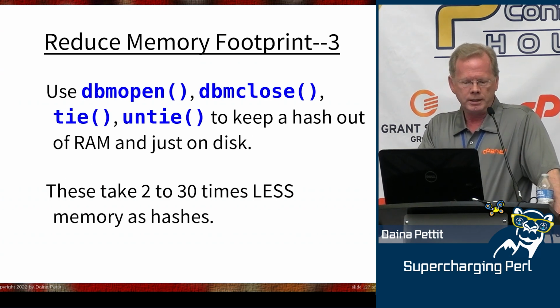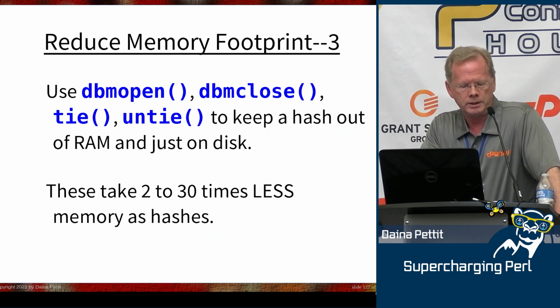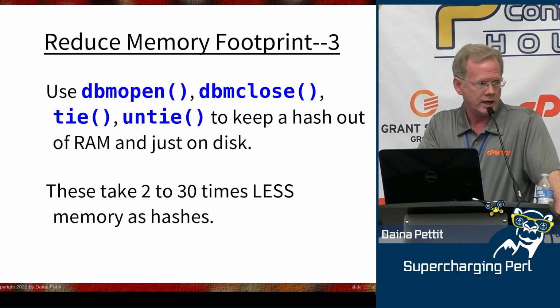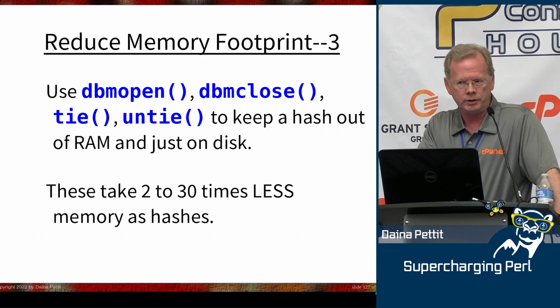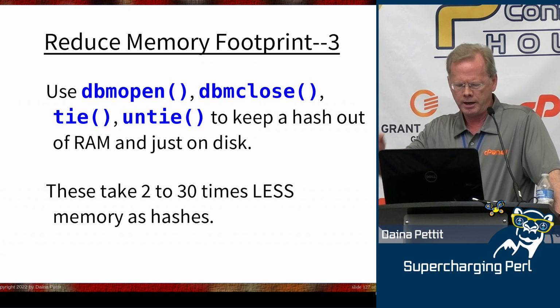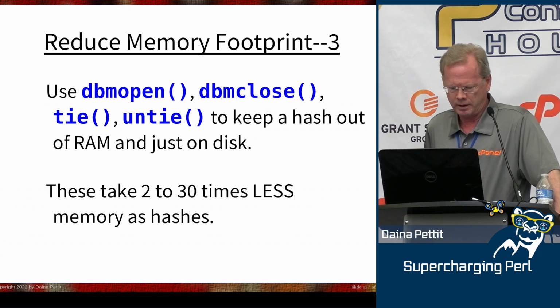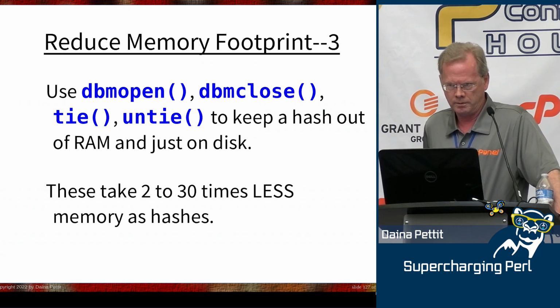You can use something like dbm open, dbm close, tie or untie to keep a hash out of RAM and just on the disk. So you can have a huge hash, but it only exists on the disk. I have 50 minutes, right? I've got 10:44, so I've got 5 minutes.